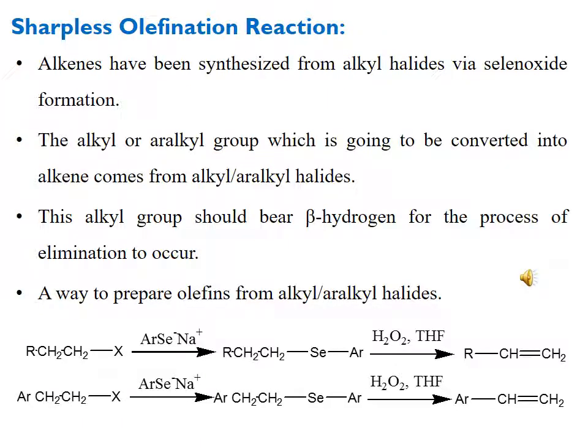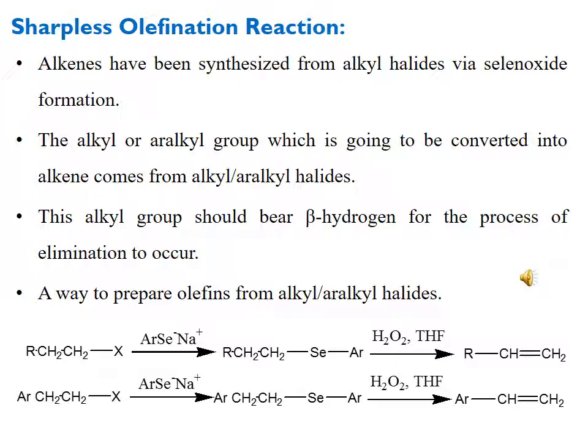Sharpless olefination reaction is basically the formation of alkenes from alkyl halides through the formation of selenium oxide. The alkyl halide should contain an alkyl group or R-alkyl group, not aryl groups. You know, alkyl groups like ethyl, propyl, etc. And the R-alkyl group means an aromatic or aryl ring is attached to an alkyl group, and that is attached to the halo group. This group is known as the R-alkyl group.